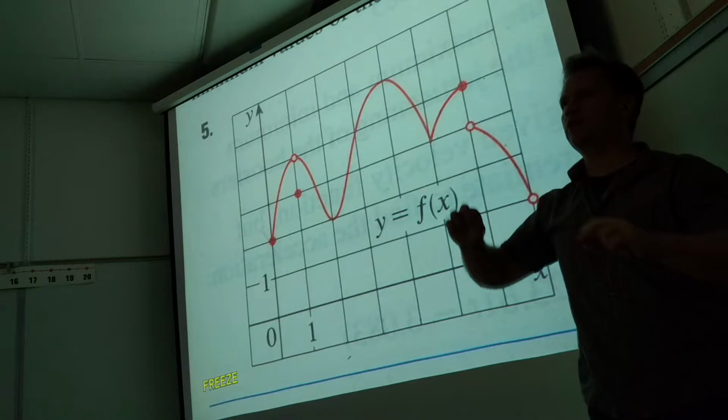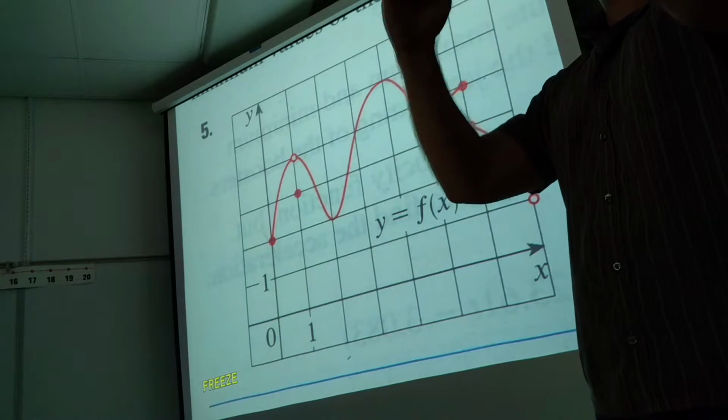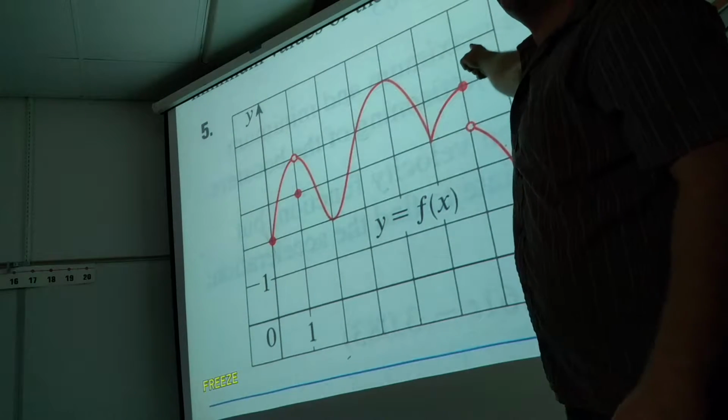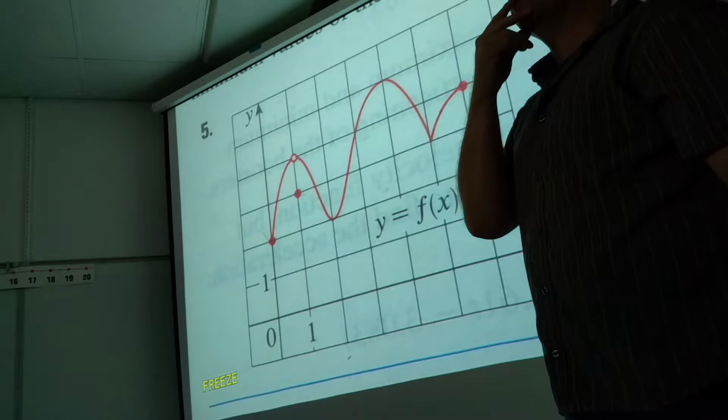All right. So what does it take to be a local max? If it's a max, the derivative there has to be 0. Well, does the derivative exist there? No. No. Right? All right.